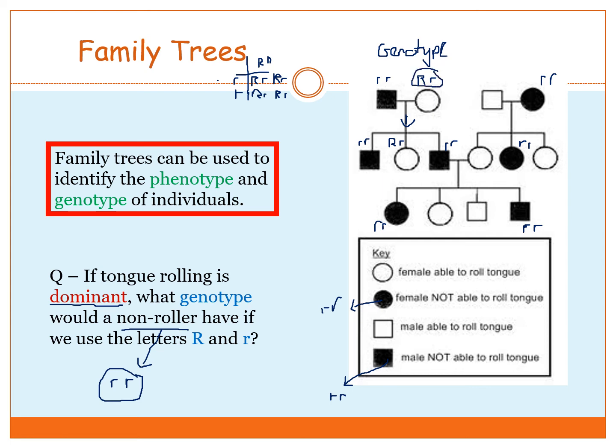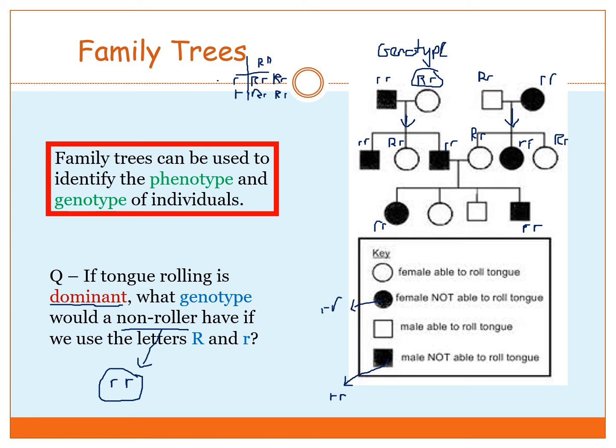So let's look at the other side. The other side is the same. Some of the offspring are white and some are black. So this is going to have to be big R, small r. So this one will be big R, small r. This one will be big R, small r.